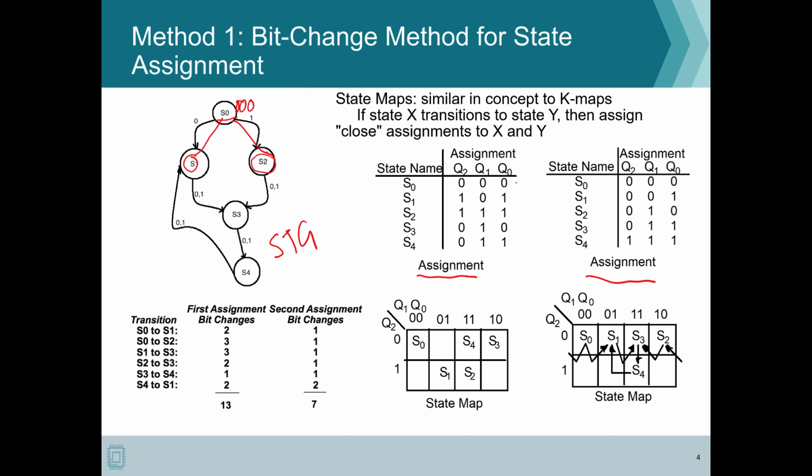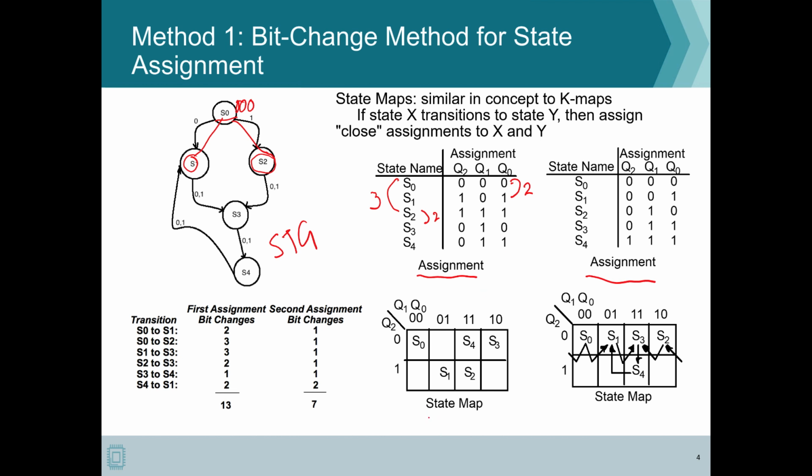So here, as you can see, from S0 we go to S1, but the number of bit changes is 2, and then similarly we also go from S0 to S2 and the number of bit changes is 3, and then from S2 to S3 you can see again that is 2 bit changes. So there's a lot of bit changes in this assignment.